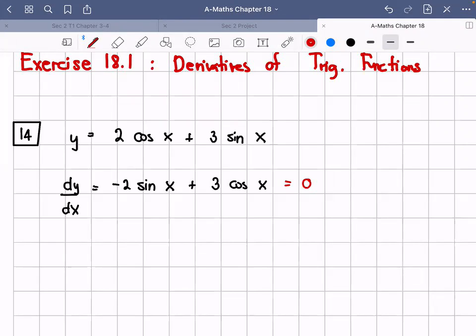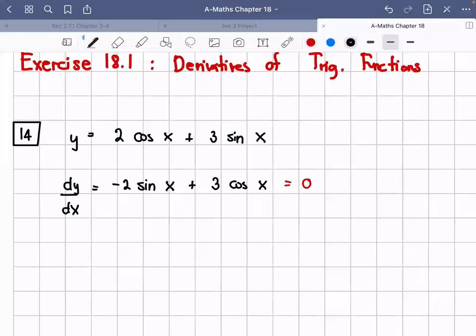So this is very similar to the question a while ago, class. So this one, you have negative 2 sine x plus 3 cosine x. So that's your first derivative. So we need to solve for x on this one.